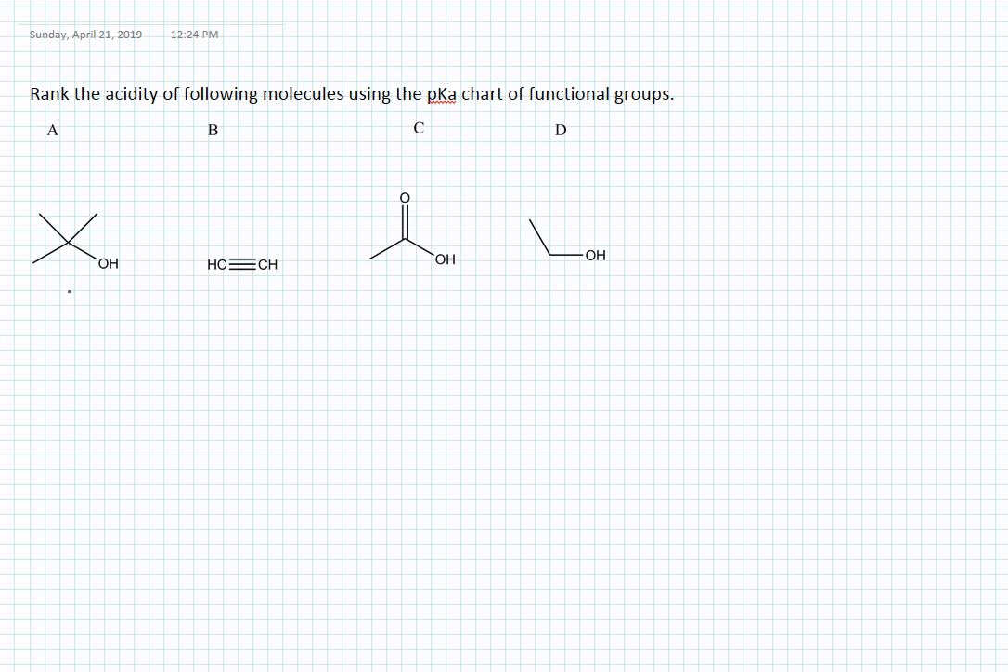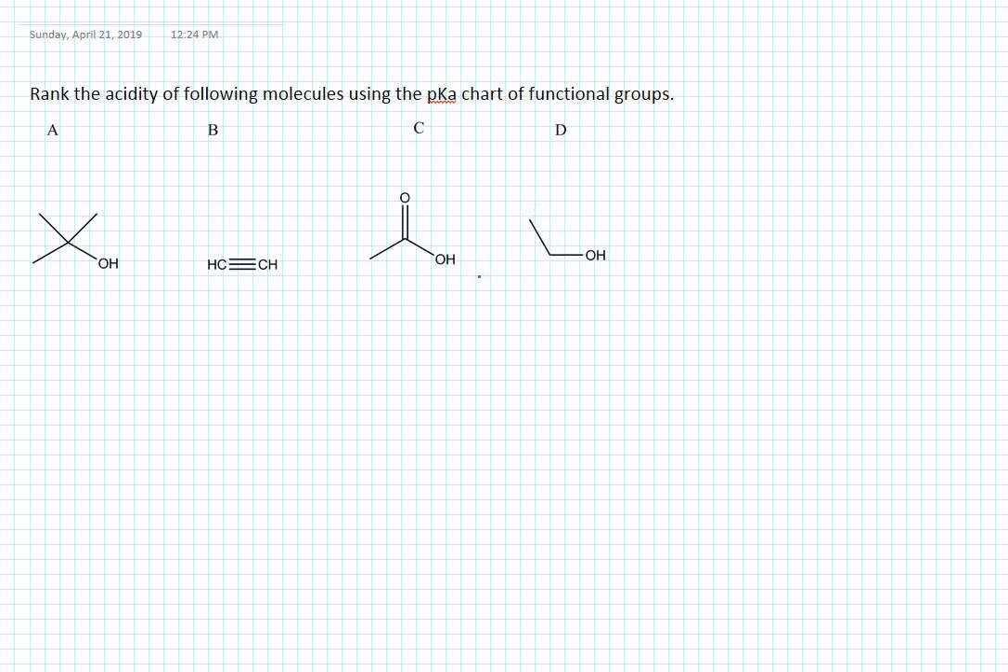Molecule A is an alcohol, and if you look at the carbon connected to the hydroxy functionality, it's a tertiary carbon, so this is a tertiary alcohol. And let's look at molecule B. This is an alkyne, a carbon-carbon triple bond functional group, and the molecule in C is a carboxylic acid, and the molecule in D is an alcohol again, but this is a primary alcohol because the carbon connected to OH has one neighboring alkyl group or carbon.